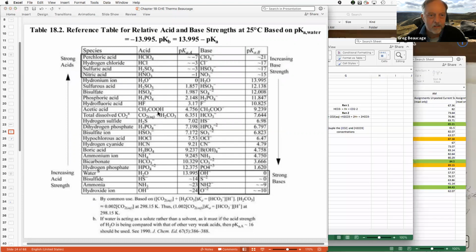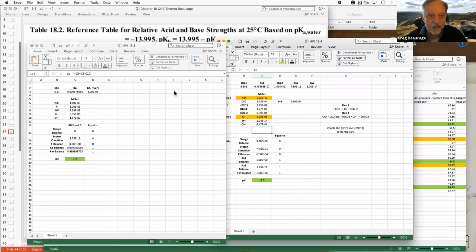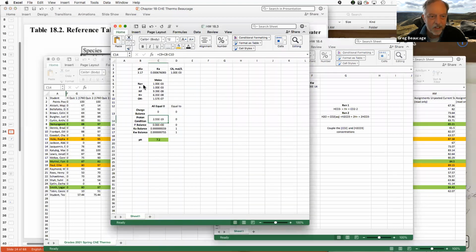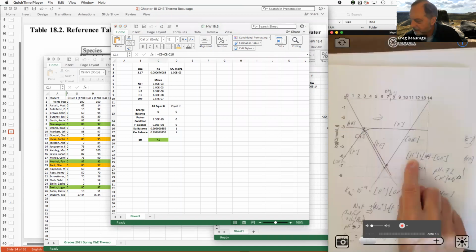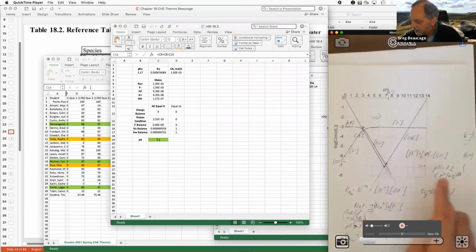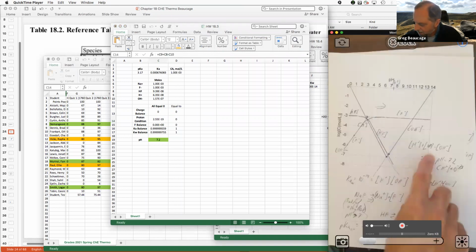So for Excel, like 8.3, you just set up a table. So you have all the 5 things you want. Na plus is fixed. Then you have all the components, right? And then you have the proton condition, which is this H, that's the proton condition that we had. There was a combination of the fluorine balance and the charge balance, right?